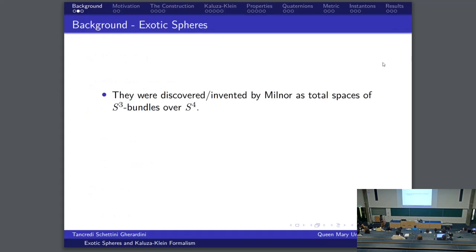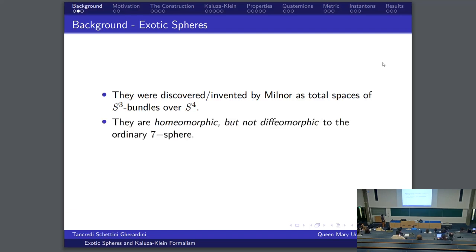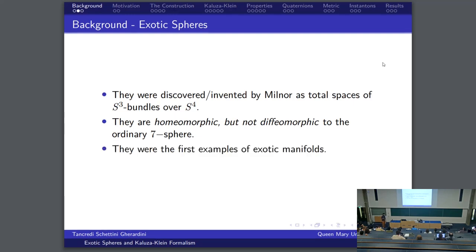Now, the background: what are exotic spheres? These manifolds were invented by Milnor in the 50s, and they are total spaces of S3 bundles over S4. Their key property is that they are homeomorphic to the 7th sphere, but they're not diffeomorphic to it. And it's the first time that 2 manifolds with these properties were found in mathematics. Since then, many other examples of exotic manifolds have been found. By exotic, I mean exactly 2 manifolds which are homeomorphic, but not diffeomorphic.